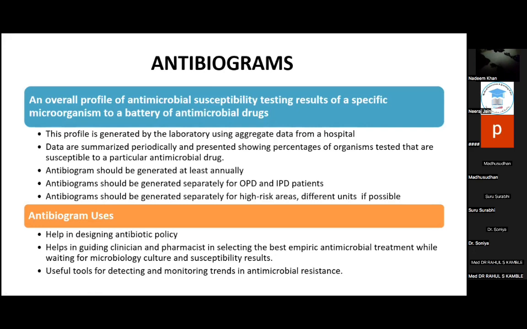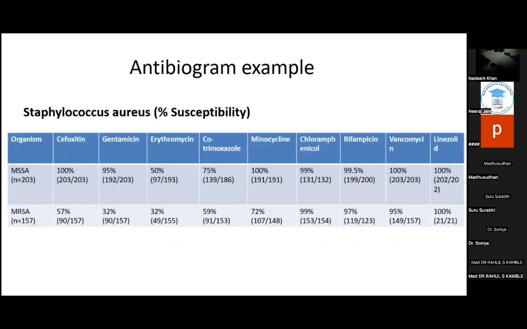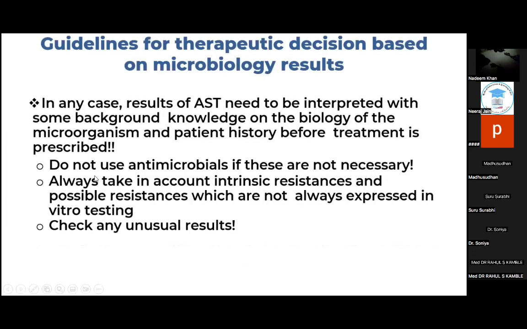But it should be generated at least annually, separately for IPD and OPD, and separately for high risk areas. These antibiograms help us formulate the antibiotic policy, which helps the clinician with the best empirical treatment. It helps us understand the percentage sensitivity against different organisms across different areas. So it is imperative for every hospital or healthcare setting to have an antibiogram and an antibiotic policy. These are the two pillars for running the stewardship program in any hospital.